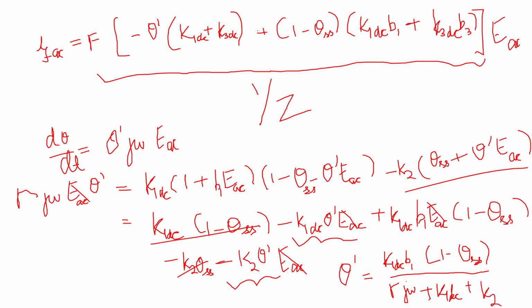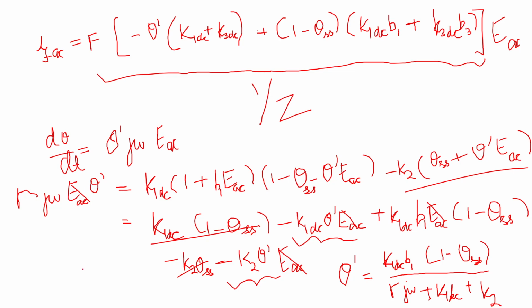Did anyone try? Okay, yeah, tell me. There was a voice interruption. I couldn't understand how you cancelled this minus K2 theta ss and this K1 dc B1 (1 minus theta ss). Oh, okay.